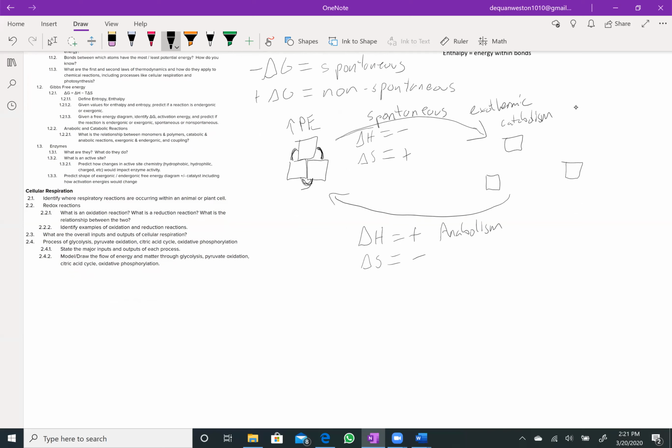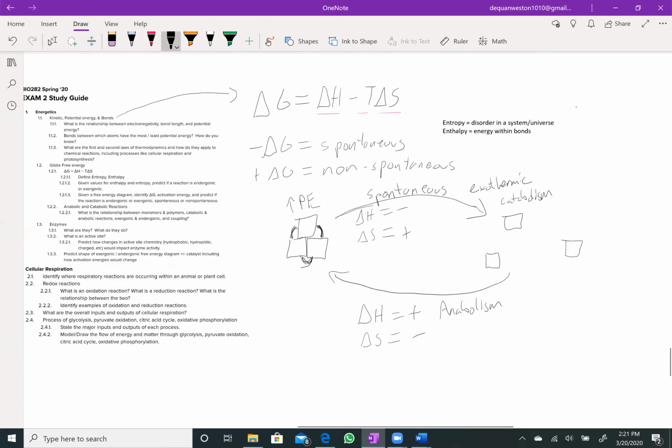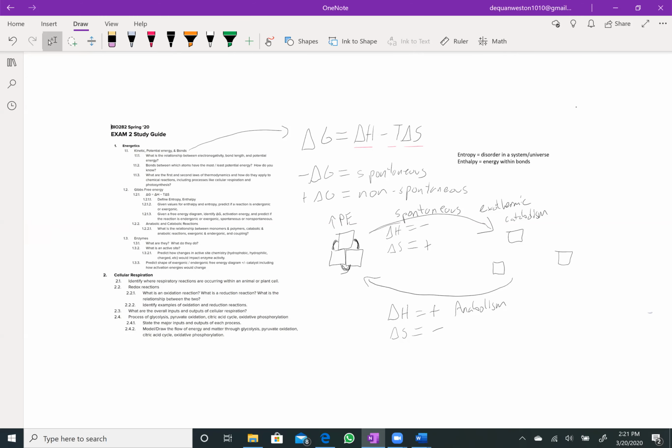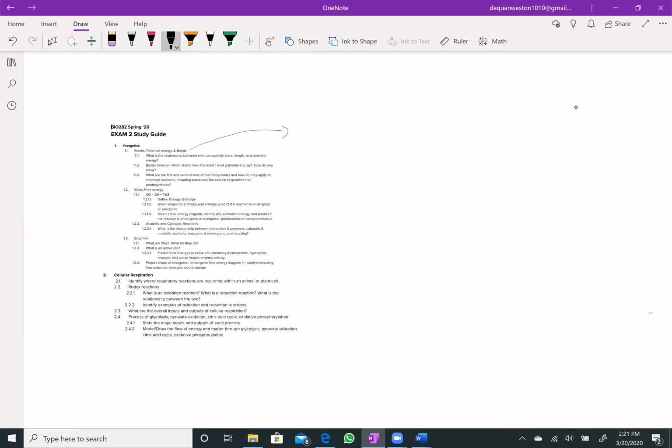So I'll just go down to, does everybody have this? I'm going to draw the same thing, but just with catabolism and anabolism. Cool. So down here.